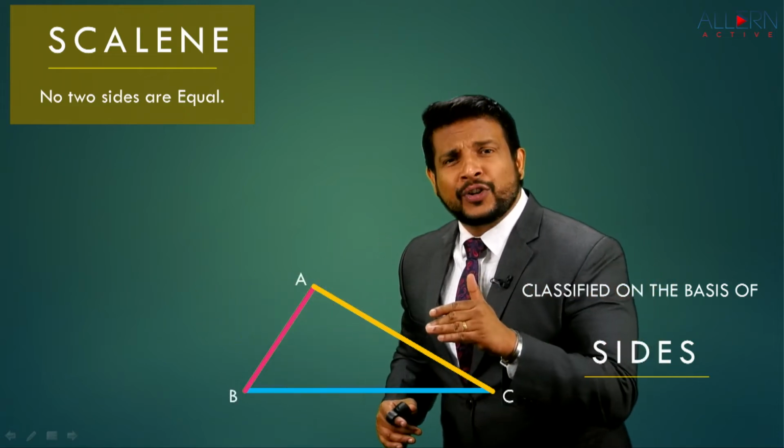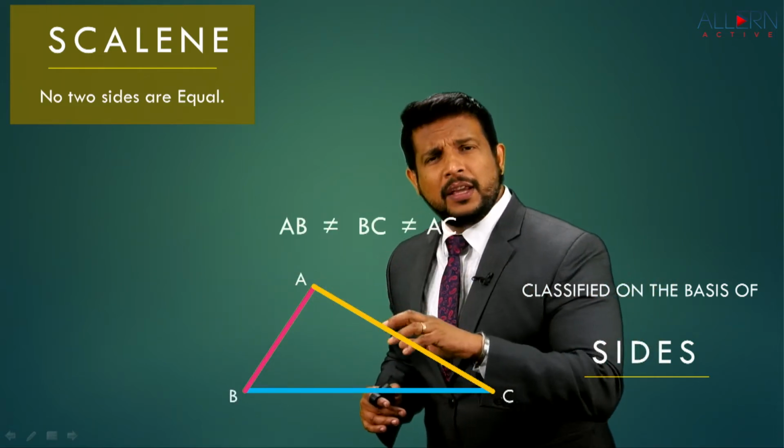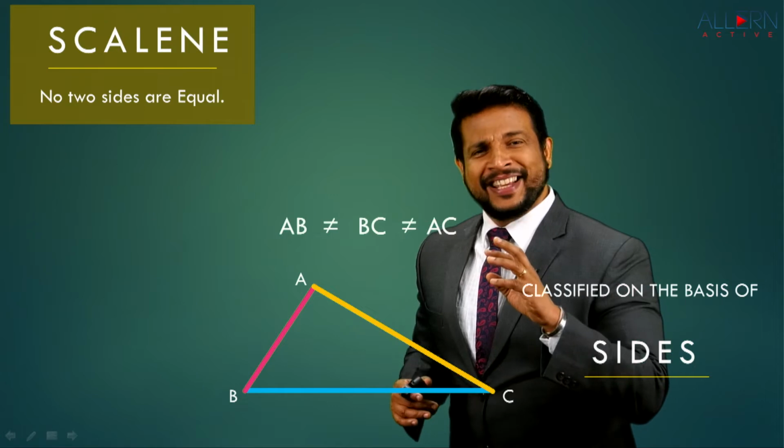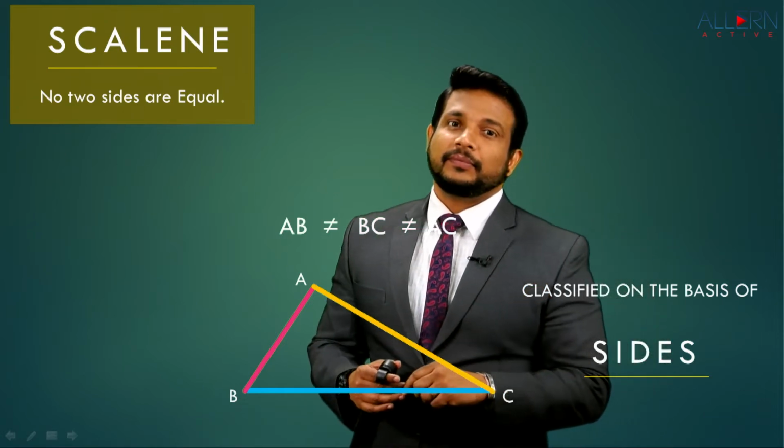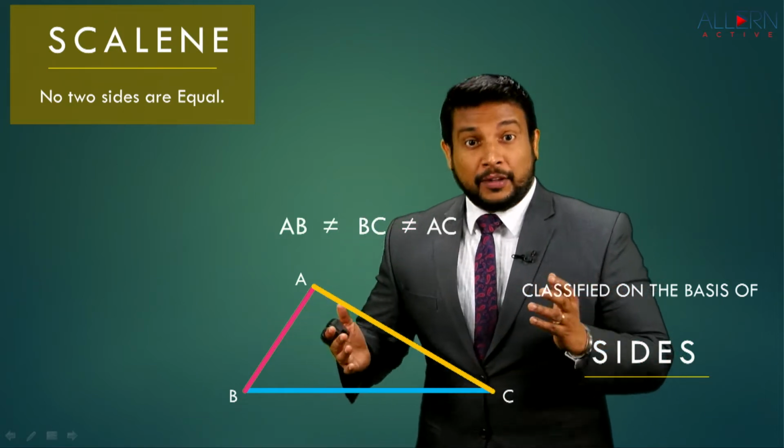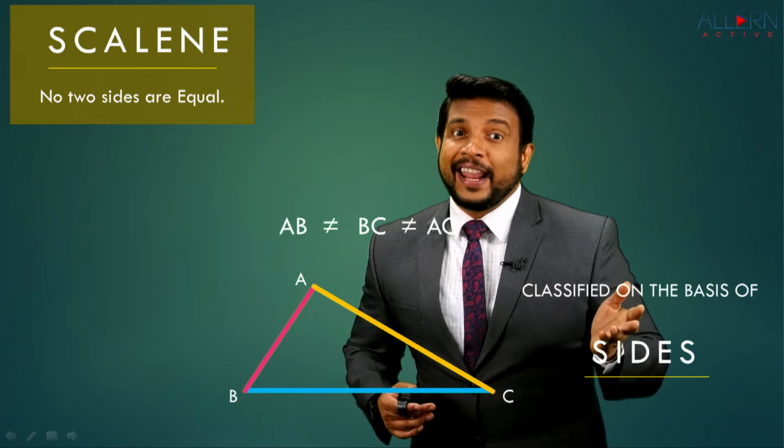That means here in this triangle ABC, we are saying that AB is not equal to BC, is not equal to AC. That's a scalene triangle. So you understood the type of triangles. The first three on the basis of sides.